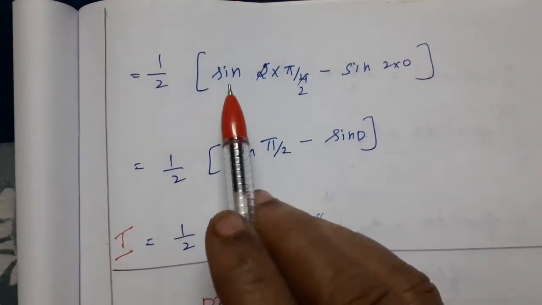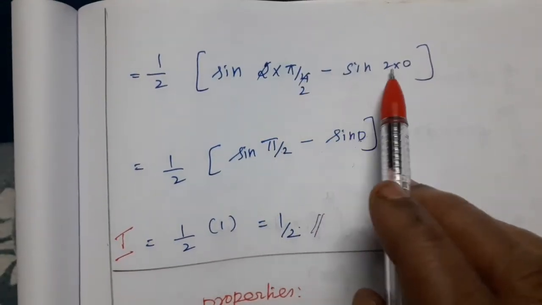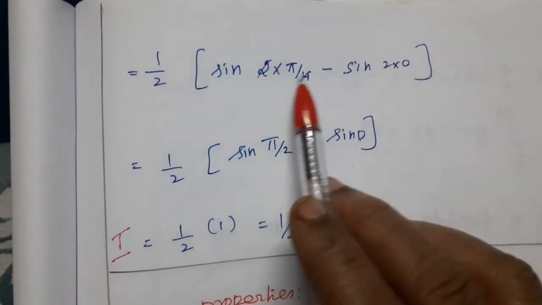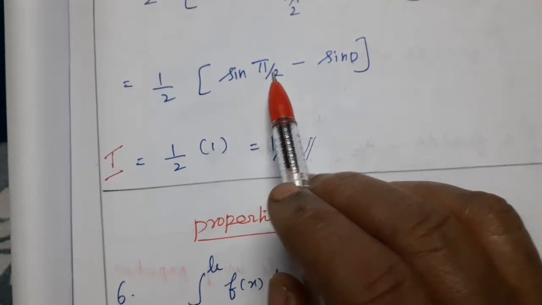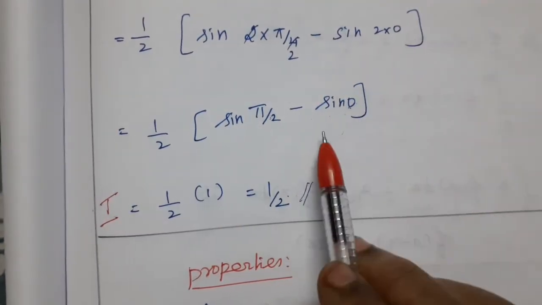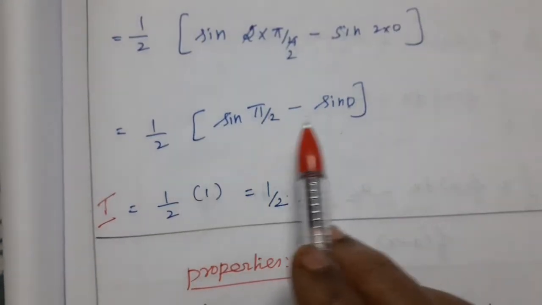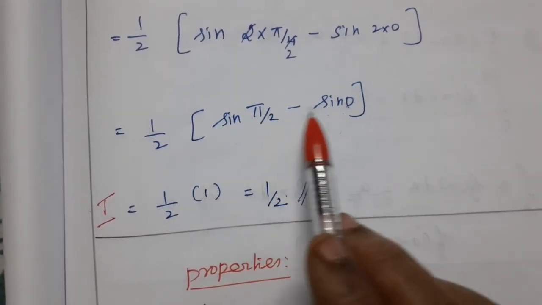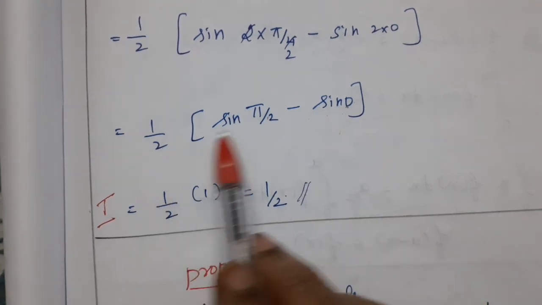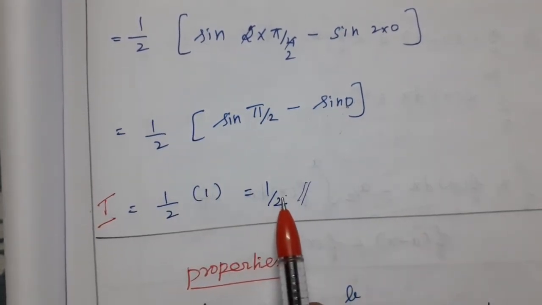Now 1 by 2 into sin of 2 into pi by 4 minus sin of 2 into 0. The 2 and 4 cancel, and we get sin pi by 2. Sin 2 into 0 is sin 0. So 1 by 2 into sin pi by 2 minus sin 0. Now sin 90, that is sin pi by 2, is nothing but 1. Sin 0 is 0. So 1 by 2 is multiplied with 1. We get 1 by 2.